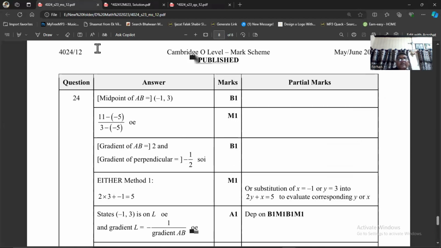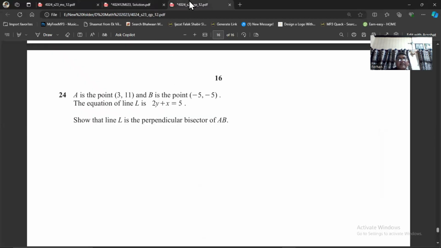Another way of doing this could have been that you find the midpoint of AB, then you find the gradient of AB, then you find the gradient of the perpendicular of AB, and then you find the equation of the perpendicular bisector of AB, and that equation will be the same. That can be the second method.